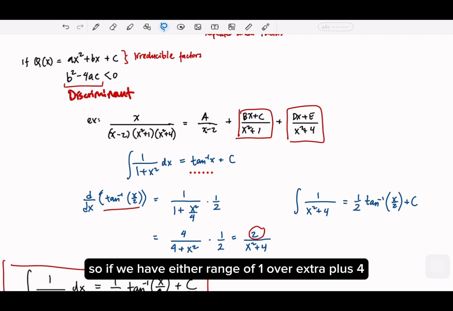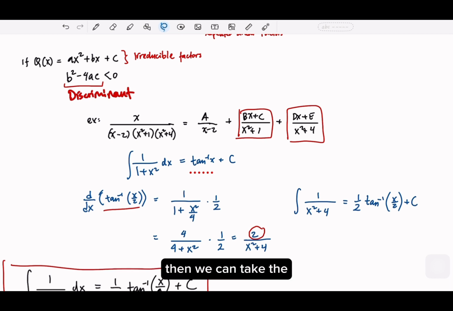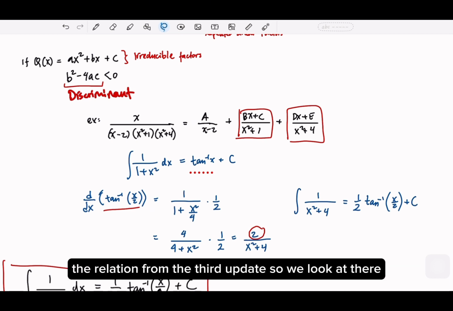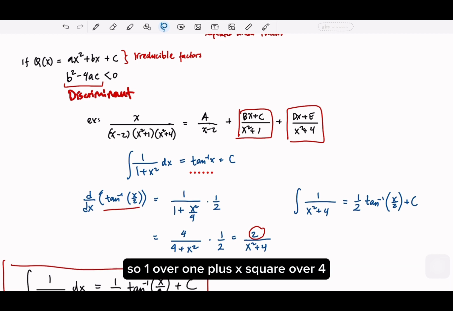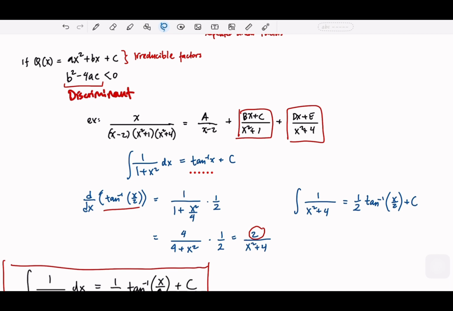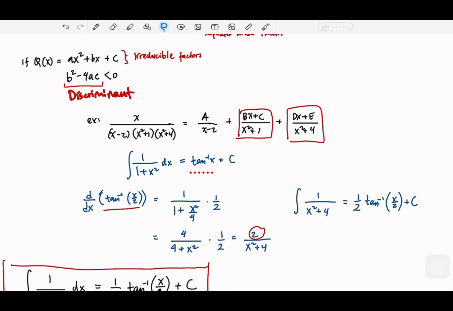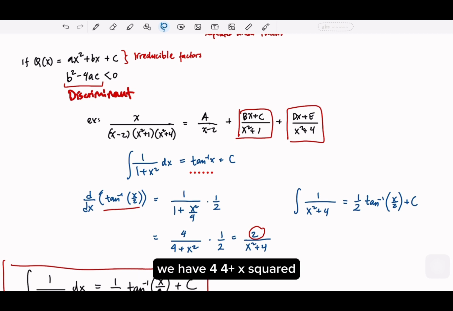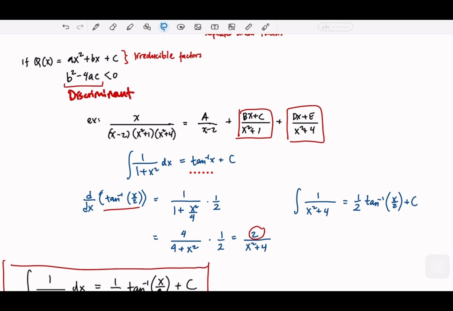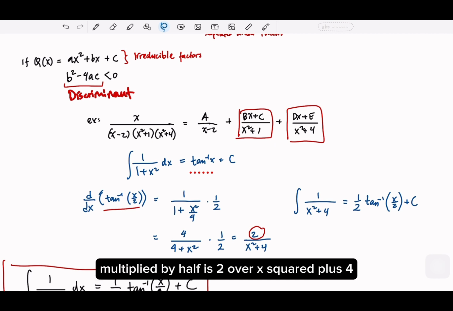So if we have the integration of 1 over x squared plus 4, then we can take the relation from the derivative. Okay, so we look at the derivative. So 1 over 1 plus x squared over 4, and then we need to multiply with the chain rule from the x over 2, which is half. Then we simplify, multiply with 4 over 4. We have 4 plus x squared, multiplied by half, it's 2 over x squared plus 4.